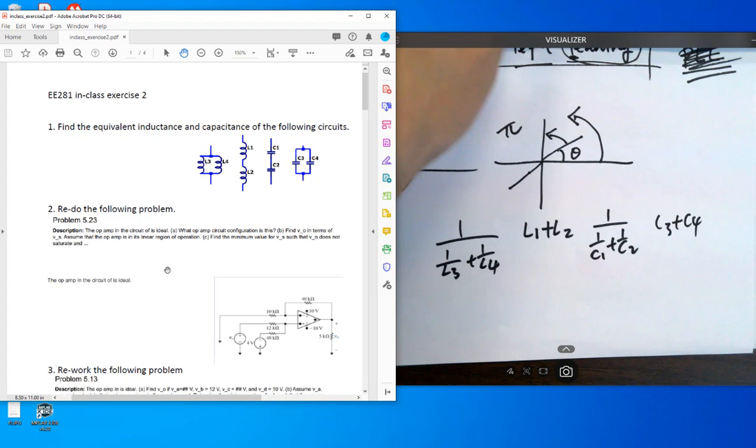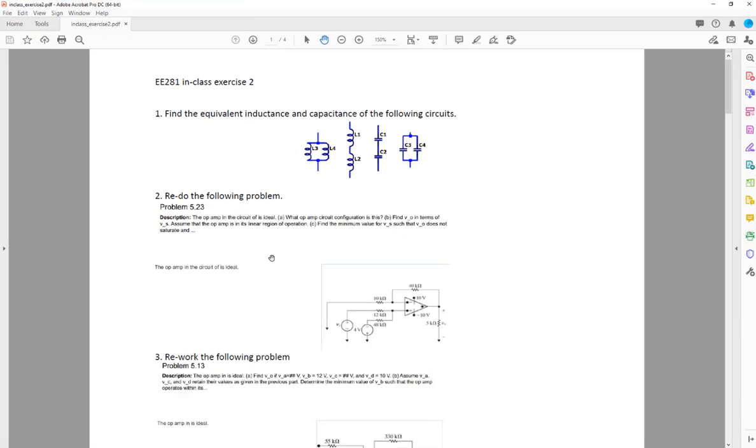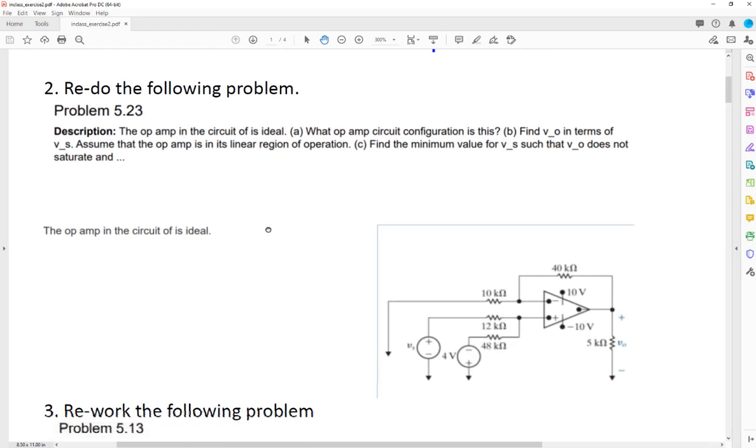Next. Oh, sorry, it's too small. Let me zoom in. The op-amp in the circuit. Again, this is a homework problem, not an exam problem. There's no way I can give you the exam problem, and I don't want to do that as well. So this is a homework assignment problem. You need to know op-amps.